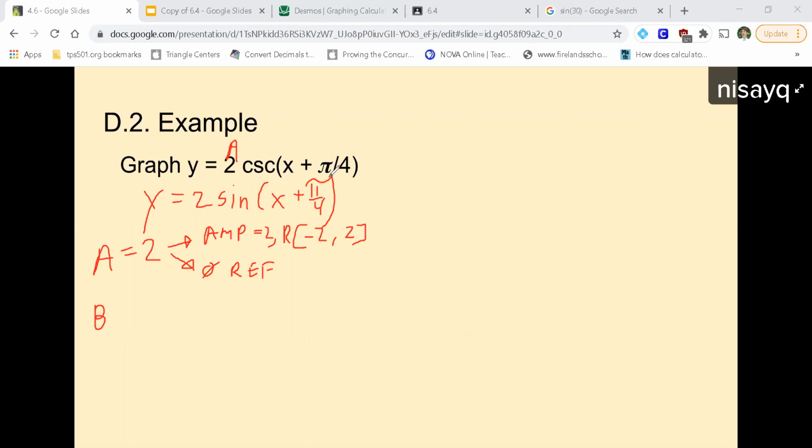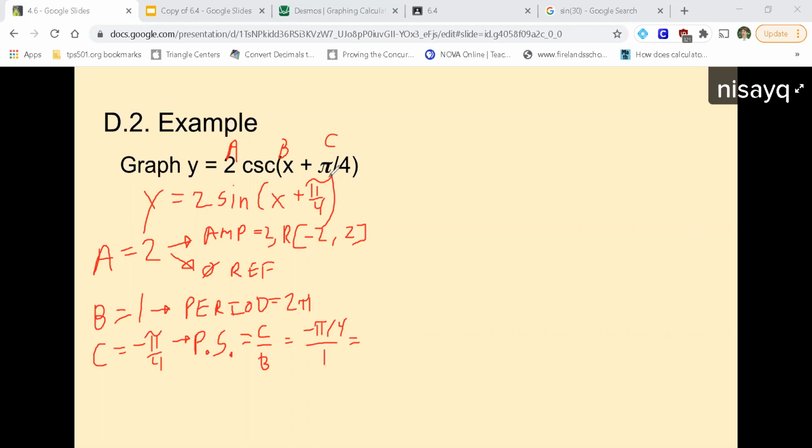Our b value is 1. And so that means the period is not changing at all. It's still 2 pi. Our c value is pi over 4. So then this has a phase shift of c divided by b, which for our problem would be -pi over 4 over 1, which is -pi over 4.